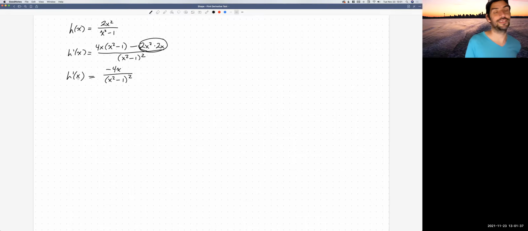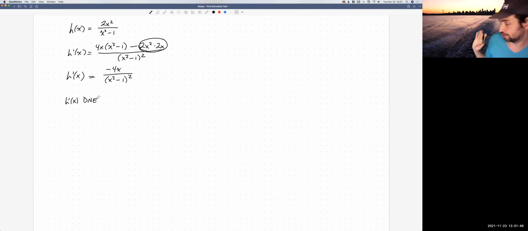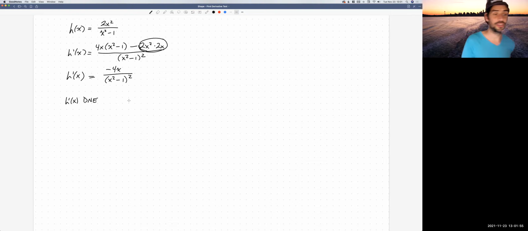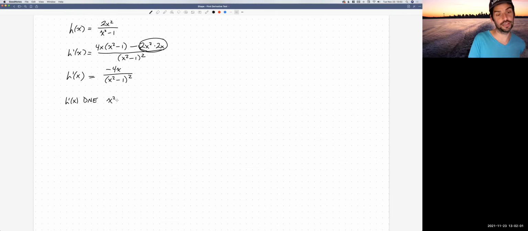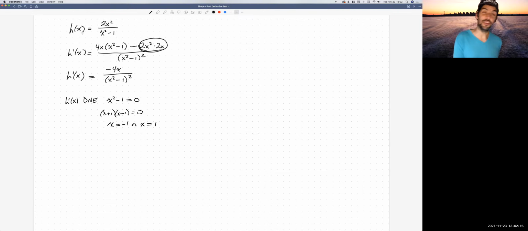We need to know where this does not exist or where it's equal to 0. So where it doesn't exist, well, look at this derivative. It's a rational function, and rational functions exist on their domain. Their domains are everywhere except where there are zeros in the denominator. So h prime of x does not exist when x squared minus 1 is equal to 0. We can factor this to x plus 1 times x minus 1, and get that x equals negative 1 or x equals 1, right? So the derivative doesn't exist there. Notice our function doesn't exist there either, so of course the derivative doesn't exist there.